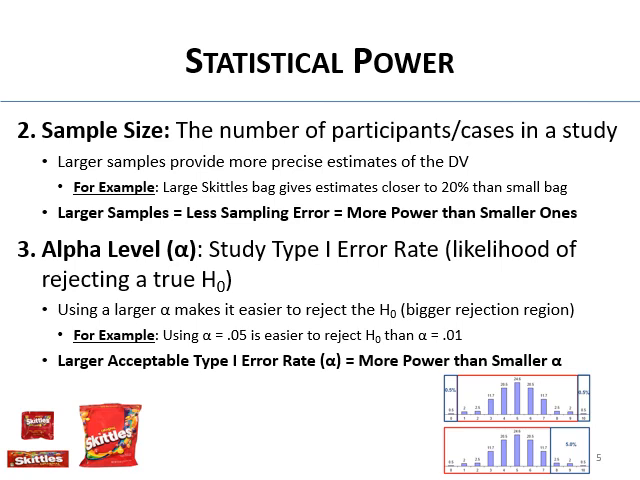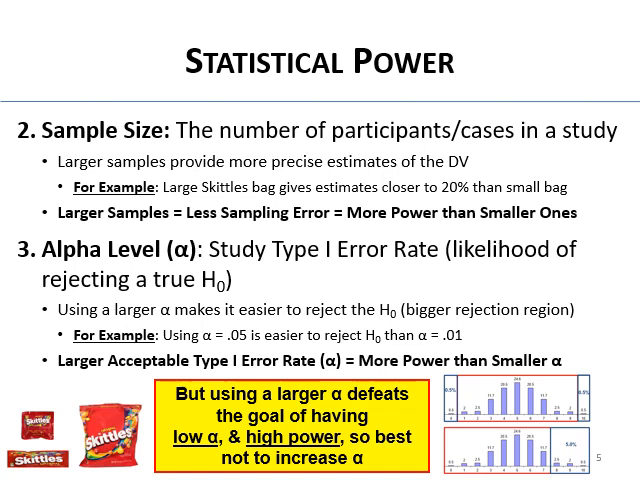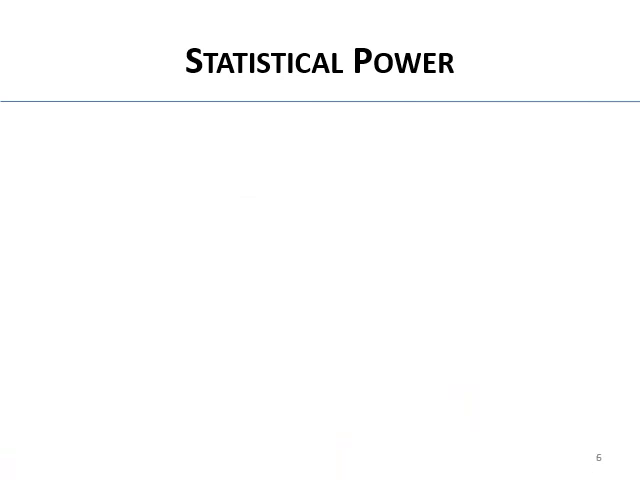But this is a problem on its own, right? Because yeah, you reduce your type 2 error rate, but you pump up your type 1 error rate, and you don't want to do that. There's a balance. So this is going to be the one I say don't do. Using a large alpha defeats the goal of having low alpha and high power, right? You've got to balance those things. So it's best not to increase your alpha.